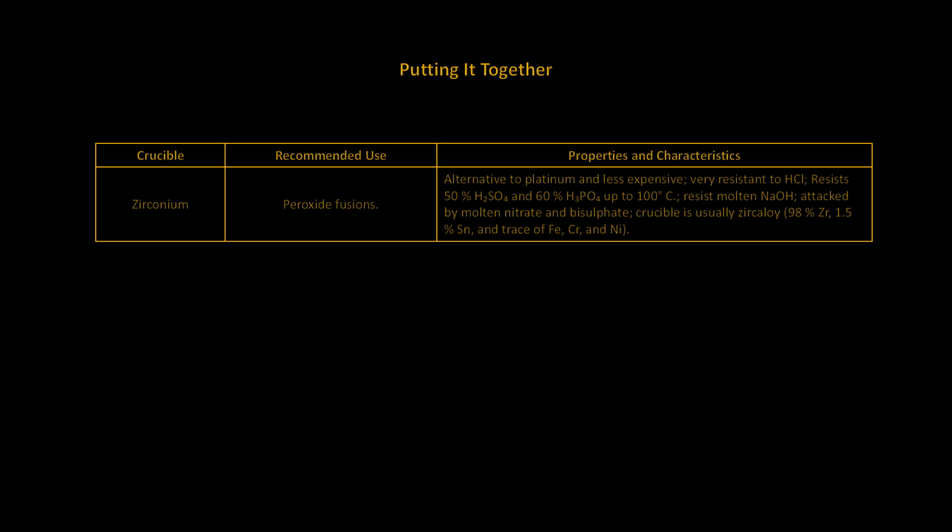They are very resistive to hydrochloric acid, and they will resist 50% sulfuric and 60% phosphoric acids up to 100 degrees centigrade when heated. Now these crucibles will also resist molten sodium hydroxide melts, but they will be attacked by nitrate and bisulfate melts. These crucibles are actually made of zircaloy, which is an alloy comprising of 98% zircon, 1.5% tin, and traces of iron, chromium, and nickel.